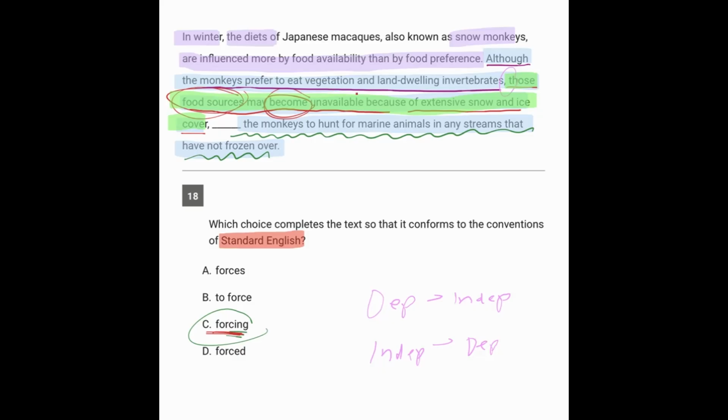Although the monkeys prefer to eat vegetation and land-dwelling invertebrates, those food sources may become unavailable because of extensive snow and ice cover, forcing the monkeys to hunt for marine animals in any streams that have not frozen over. So ing words are not verbs, and to-do words, to hunt, are also not verbs. All of these non-verbs are more and more reasons why this part of the sentence here is a modifier. It's a little secondary part. And so the answer here is C.